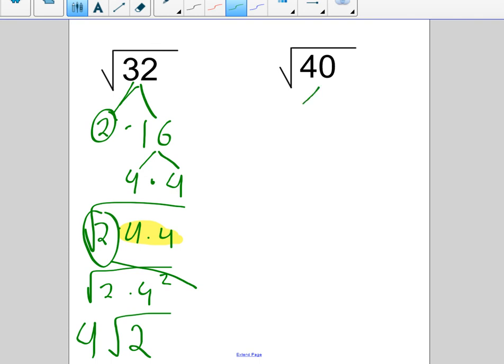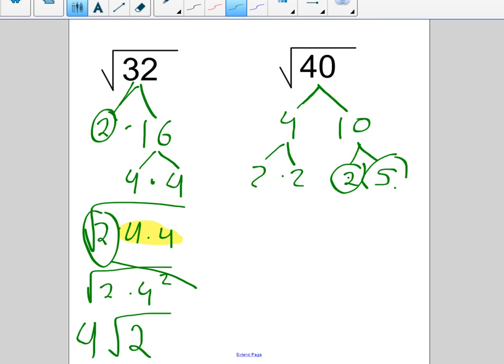Let's break down 40. You could do this however you wanted. You could start with 4 times 10, or you could start with 8 times 5. I'm going to start with 4 times 10. And then 10 breaks down into 2 and 5, and both of those are primes. Nothing is repeating yet, so that doesn't break any further. 4, I already know, is going to break into 2 times 2. So 2 times 2 is going to give me a pair, and I can move that 2 outside the radical because I had a pair of 2's.